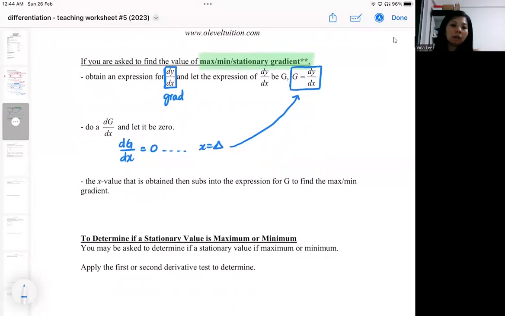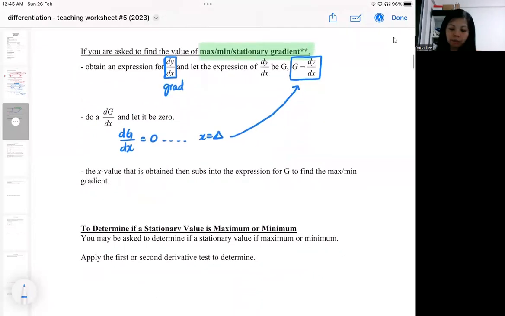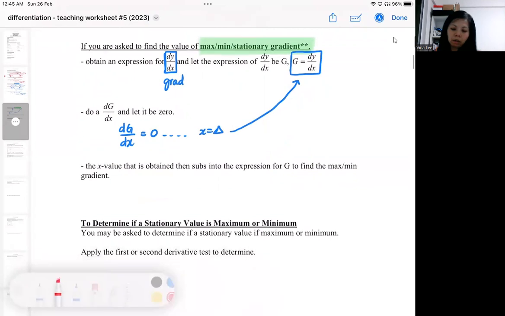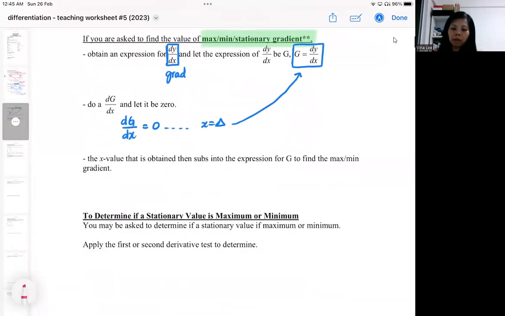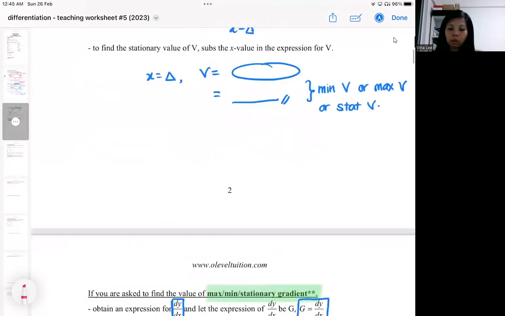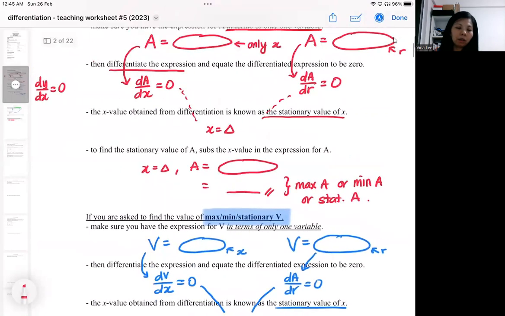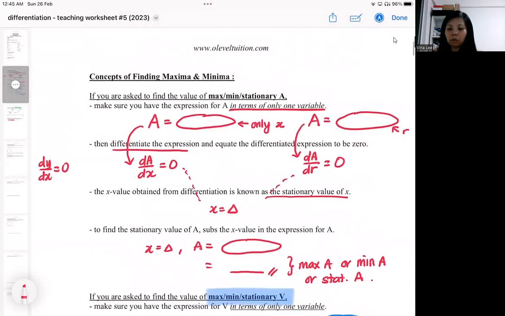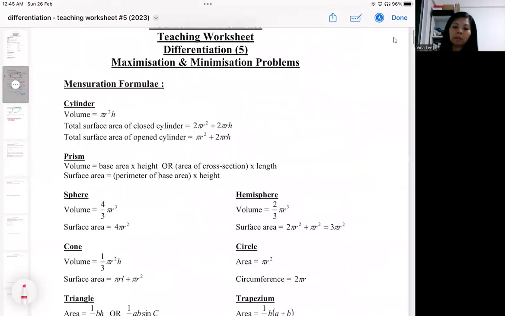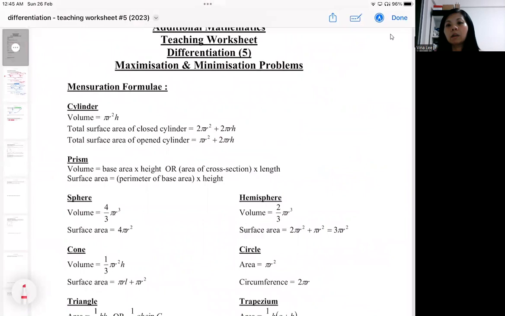Okay, so after you find the stationary volume or area, sometimes you'll be asked to determine which it is. The question may ask you, is it a maximum area or is it a minimum area? So we will go back to our first and second derivative test, which is exactly the same as for the stationary point. We will do something very similar to the stationary point when we come to maximization and minimization problems. So that is just a basic introduction first, before I show you the actual example.